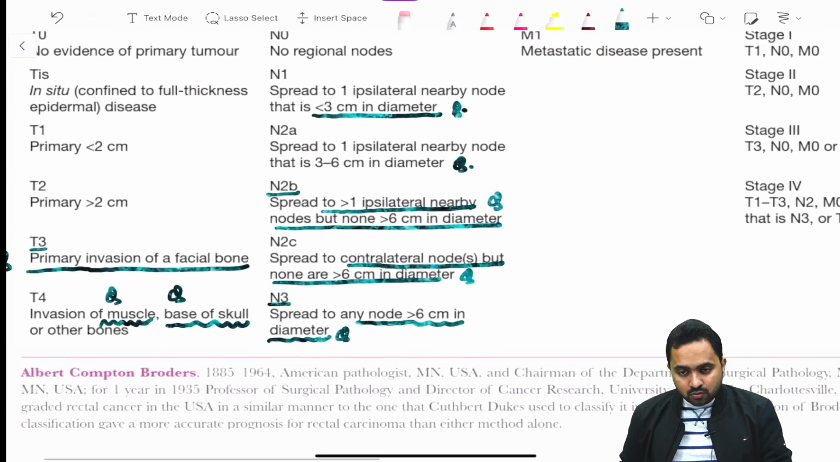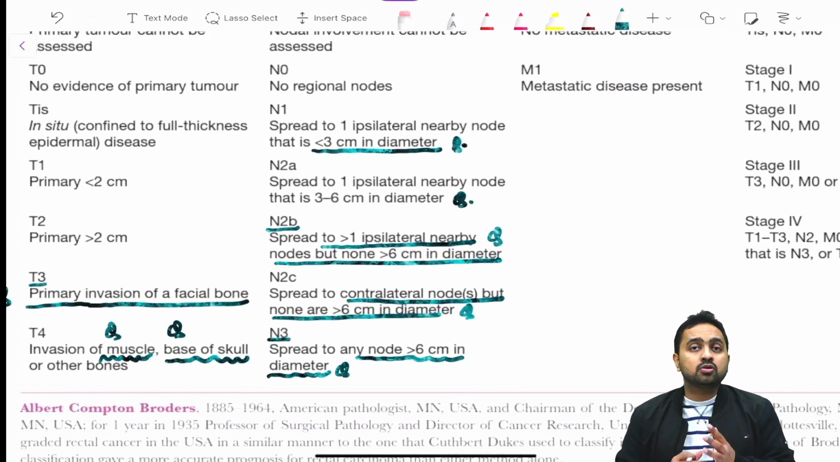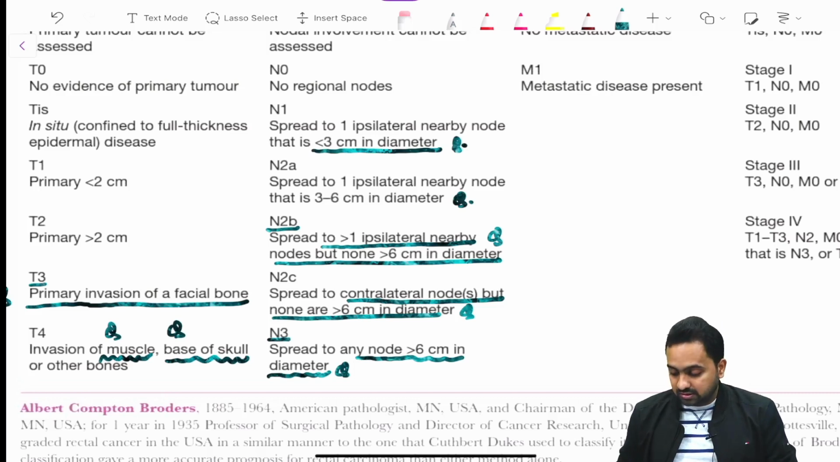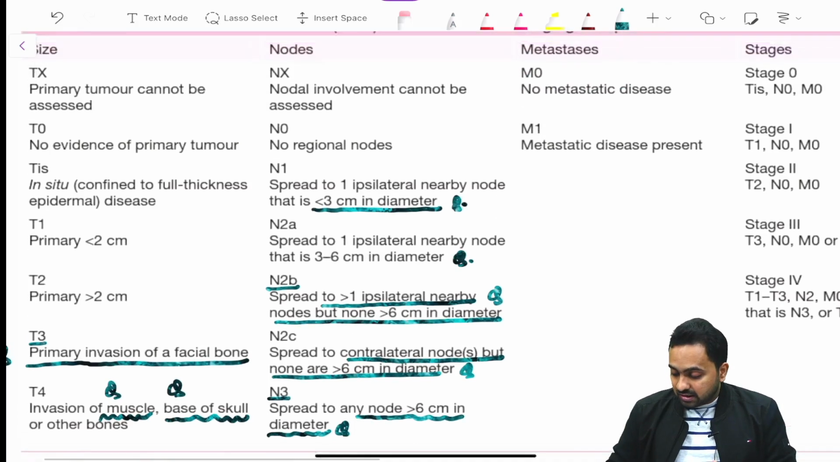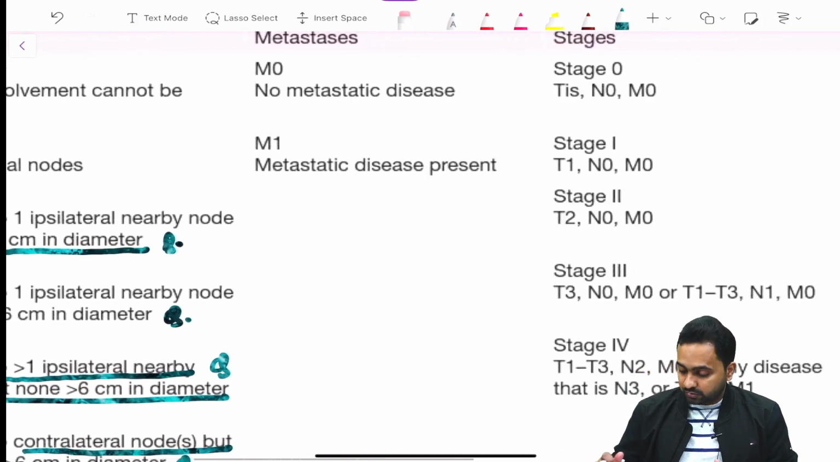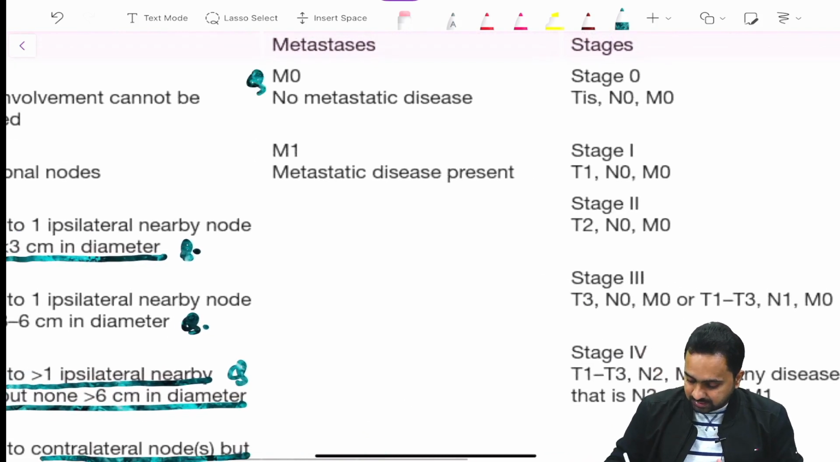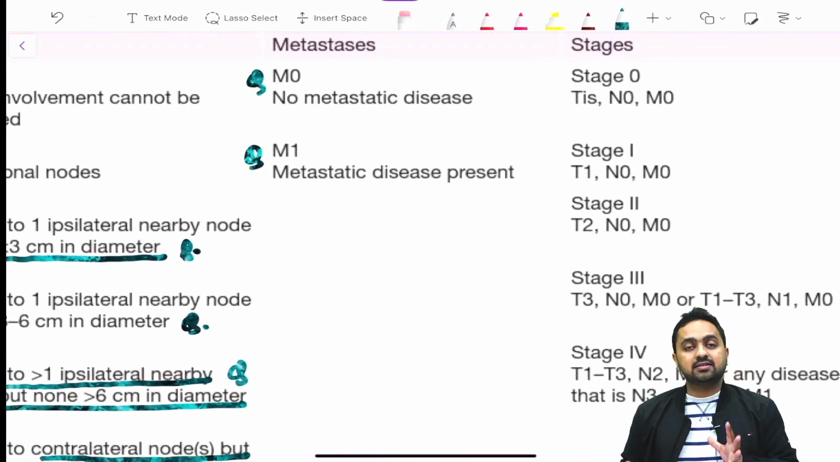So this N node staging would be common to a lot of TNM stagings, which we shall be discussing in one of the video lectures, on TNM classifications, in the latter part of this class, right. And then we have your metastasis, which is M0, no metastasis, and M1, metastatic disease present. So these are all your important one-liners that can be asked from squamous cell carcinoma.